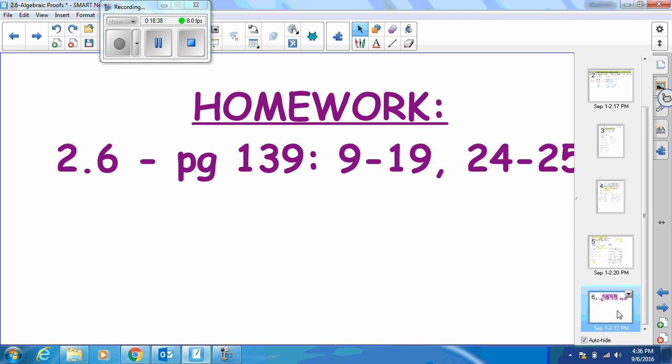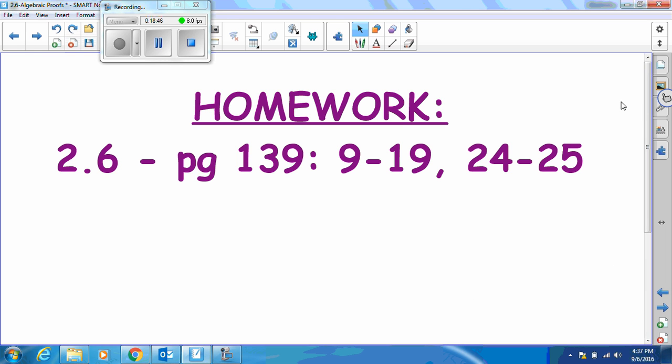And here is your homework assignment for tonight. Page 139, you're going to do 9 through 19, and then 24 and 25. 24 and 25 are going to be 2-column proofs for you to do on your own.